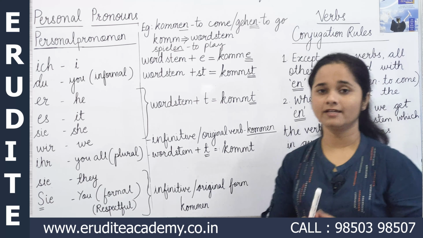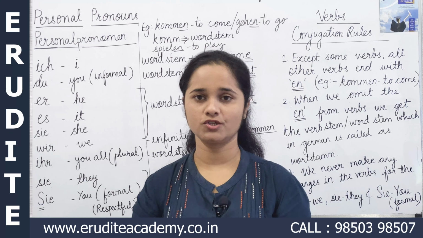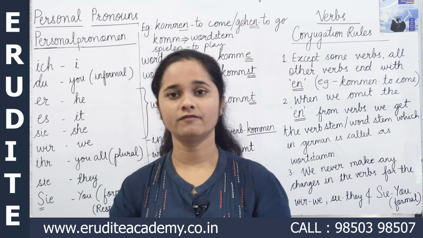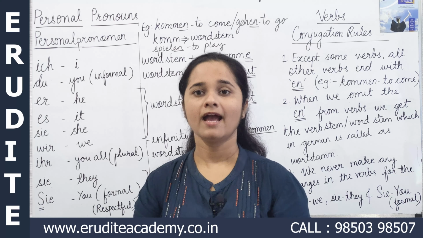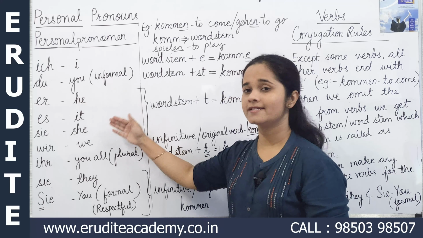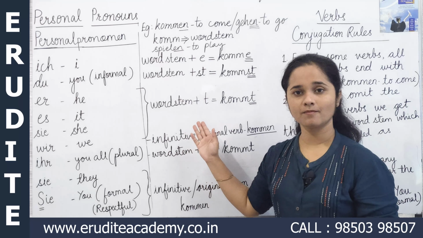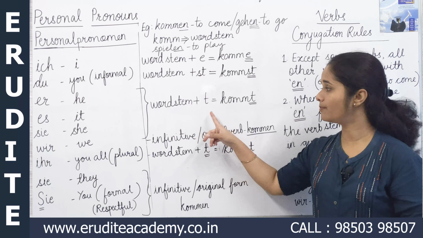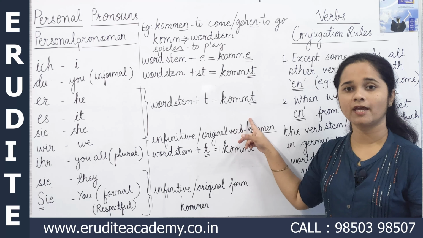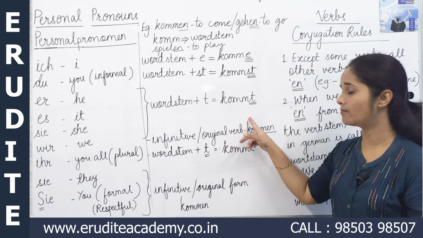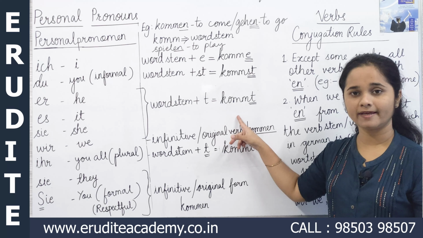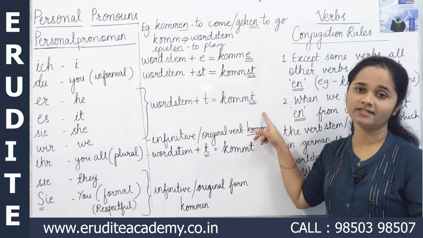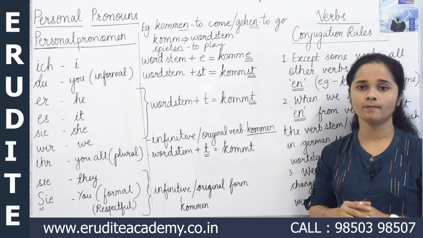Then, as in English, we have the same conjugations for he, she and it. The same thing we will be following in German as well, and in German the er, sie, es forms always have the same conjugation, and that is writing the word stem plus t, which becomes kommt. Komm is my word stem. I am just adding the ending t to show that this is the conjugation for the er, sie, es form.